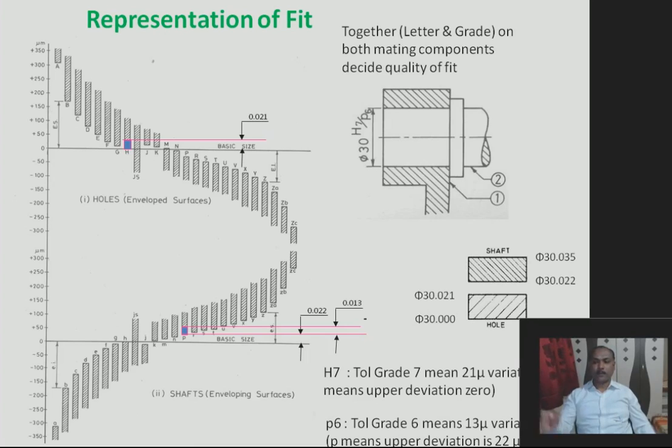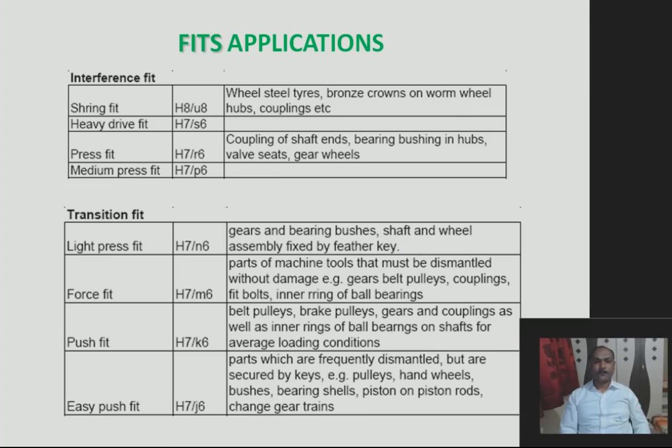So you can see over here, we can find out the shaft dimension, we can find out the hole dimension, we can find out the tolerance for it, we can find out the fundamental deviation for it. So here we are getting an interference fit. There are different types of fits, like a shrink fit, then heavy drive fit, press fit, and the tolerance and the designations are also given over here for it. Also for the transition fit, even though it is not used in practice.